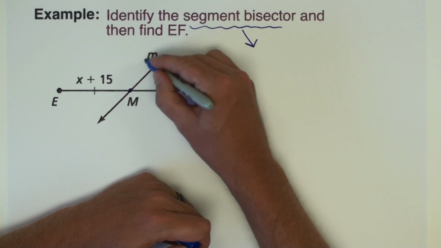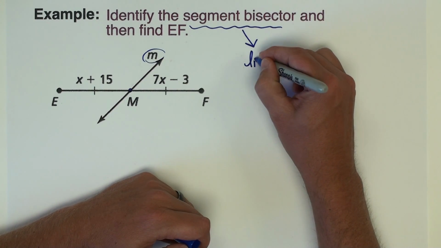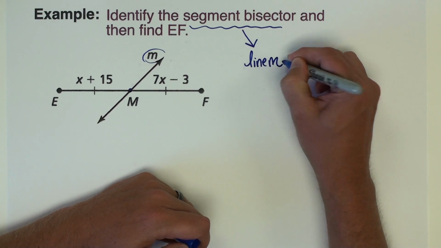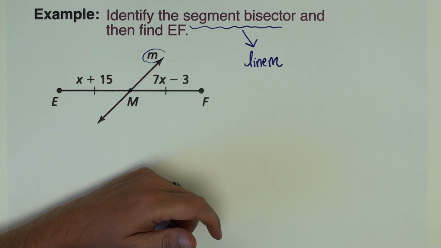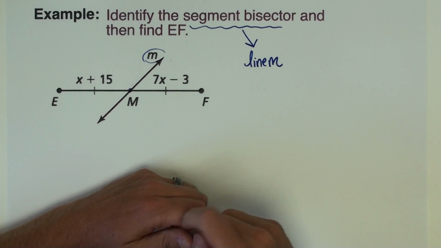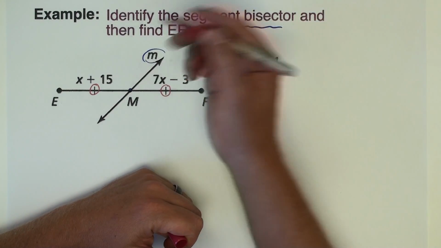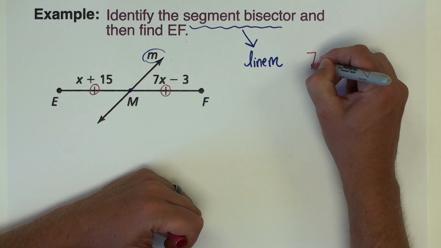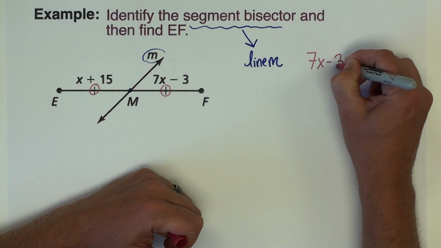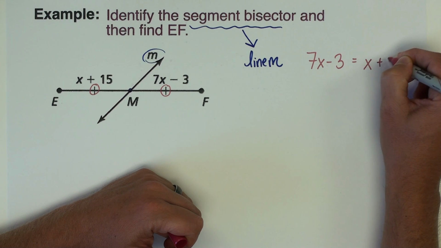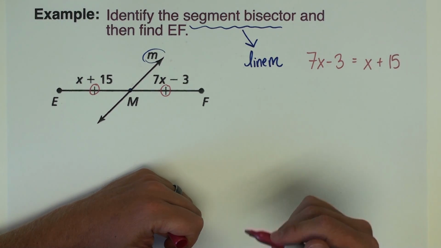And what I see is line M. Next I want to find EF. So to find EF, I'm going to take these two pieces and set them equal to each other because they're congruent. So 7x minus 3 has to equal x plus 15.